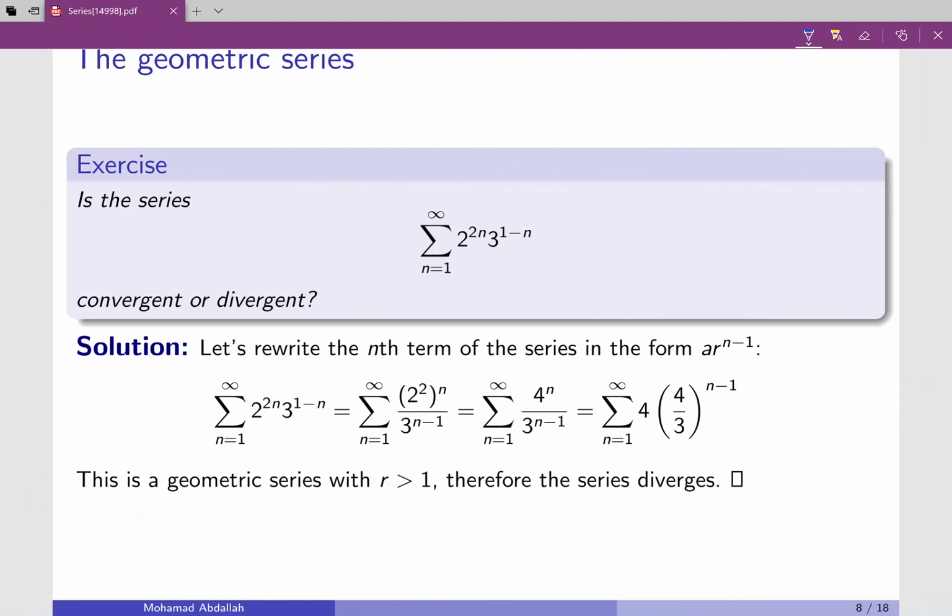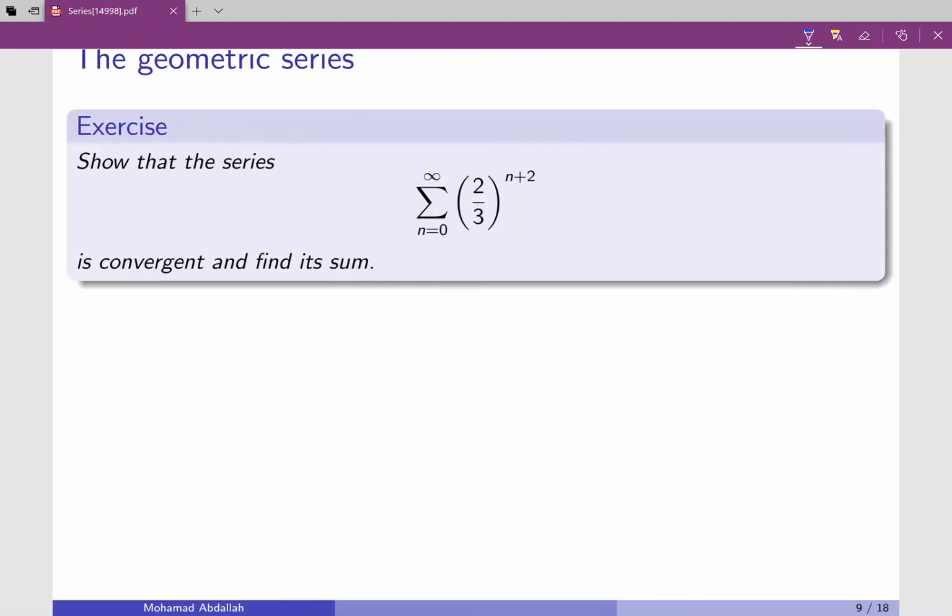Okay, one more example of this type. This is the complete solution here. Suppose that I have the sum from n equals 0 to infinity of 2 over 3 to the power n plus 2. Show that the series is convergent and find its sum. Again, some books have the formula starting at 0. Our book uses the formula starting from 1 to infinity. So I'm just going to use this formula, a times r to the n minus 1. I want to make it look like this.